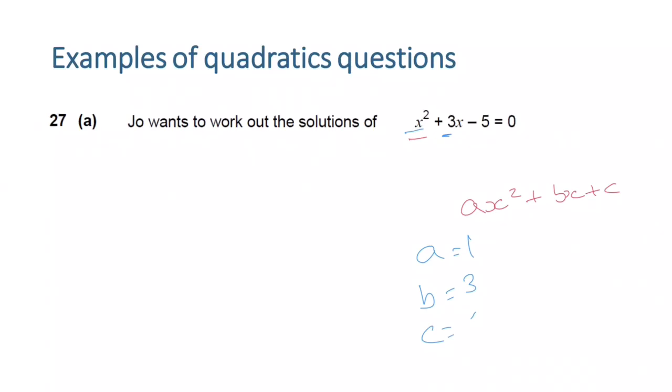Here, c is just the number on its own. And this is where people make mistakes. People say this is just 5, because they see the number on its own is 5. That's wrong. It's minus 5. Remember, if you see a minus sign next to it, you need to take that along as well. So in this case, a equals 1, b equals 3, and c equals minus 5.